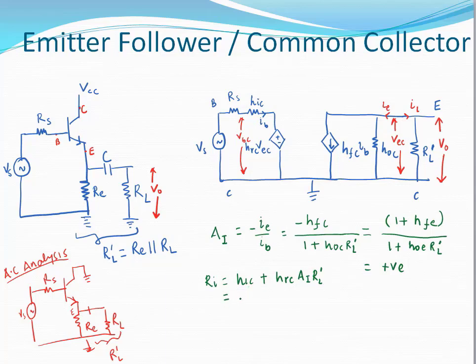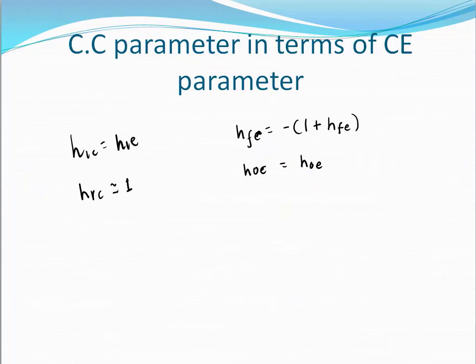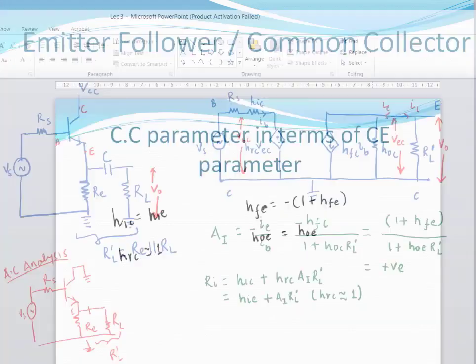HIC is nearly equal to, if we convert, it will come HIE, और HRC का value is around 1 in common emitter. So this will come RL dash, because HRC जो होता है is nearly 1. We can also see it here in the conversion formula. In the last class we have seen HRC is nearly equal to 1.